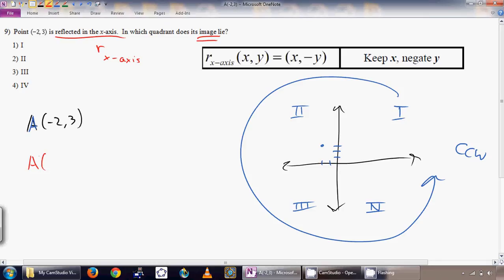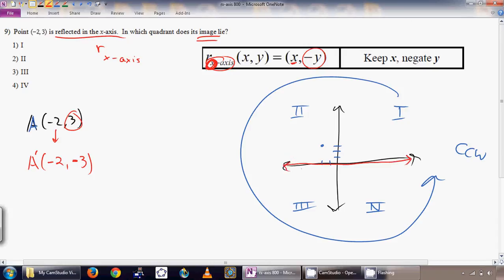I'll do it both ways. A prime. Well, when I reflect across the x-axis, I'm going to keep its namesake. I'm going to keep the x term, right? And then I'll negate the y. So this x will come down, and I'm going to do the opposite of that y. It will become -3. So if I did this right, here's our x-axis.